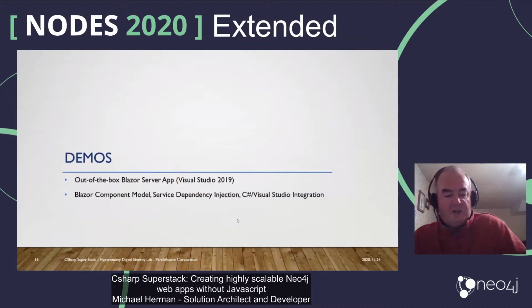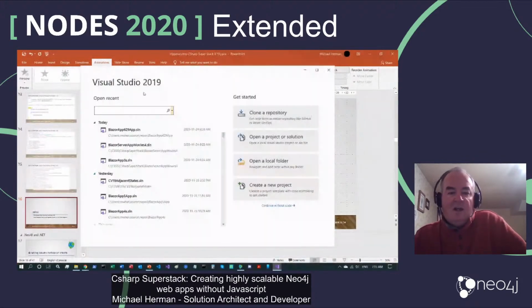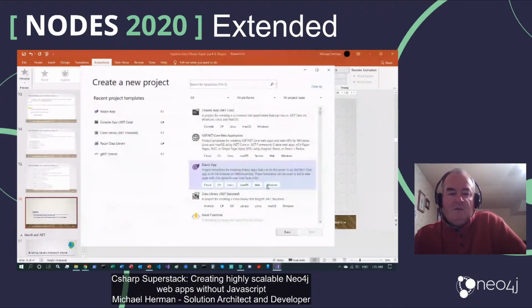So let's go to a demo, just showing you how a simple Blazor server application is created. It's exactly the same as for a WASM application as well. So I've got Visual Studio 2019 open. Let's go and create a new project.